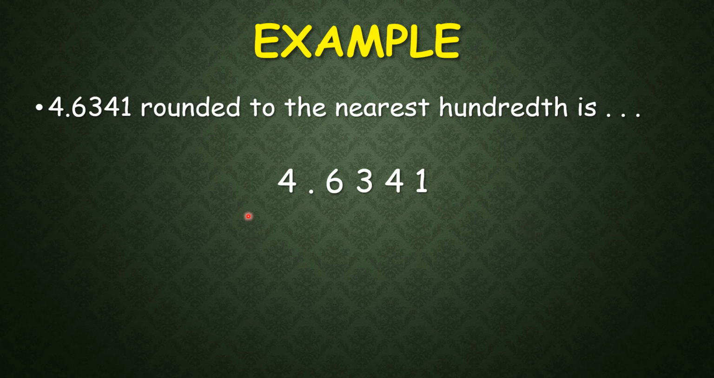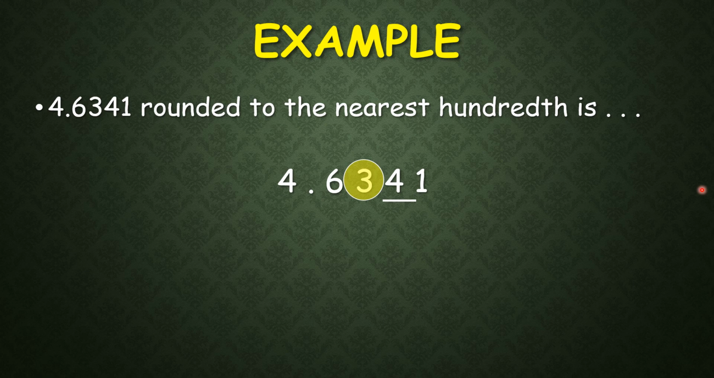All right, so firstly we have to identify the place. So the hundredth place here: this is tenth and this is hundredth. So at the hundredth place we have the digit 3. So we will put a circle around 3. Okay, the next step will be, we will underline the digit after the encircled digit.